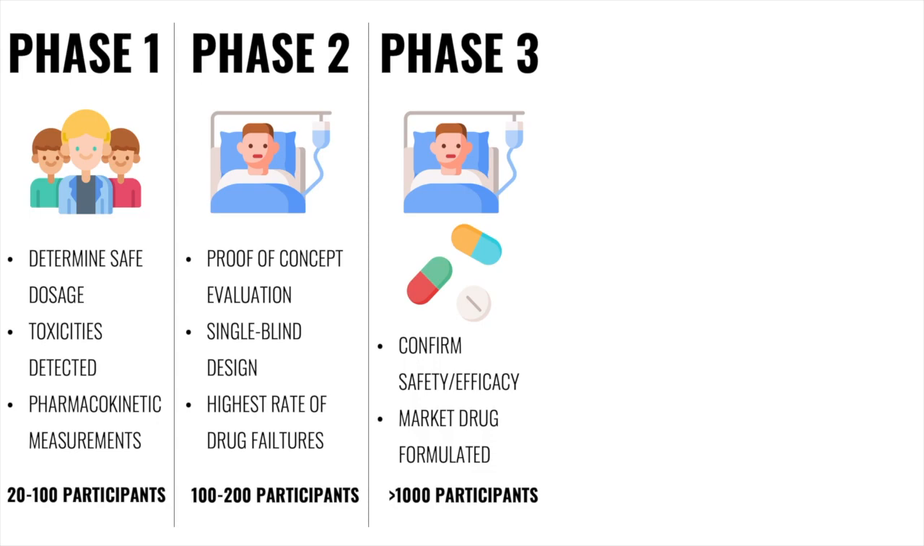But when we do eventually get to phase 3, we test in about 1,000 patients to establish and confirm the safety and efficacy. In this phase, the drug is also given as it's intended for the market, so usually in the form of a pill.